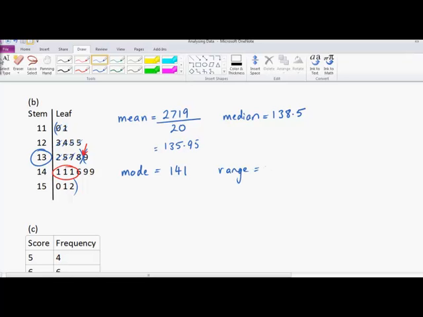Okay, and finally we're going to do range. Range is your highest number, 152, minus your lowest number, which is 110. And so my range is 42.